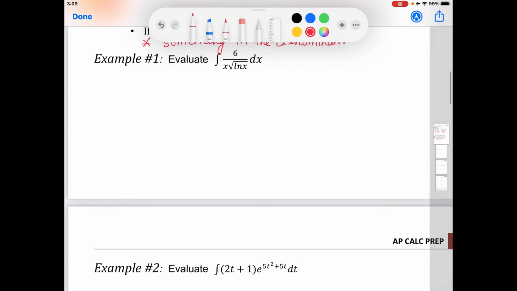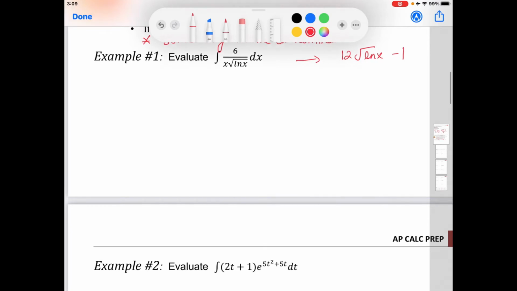Example 1 is actually your warm-up part B, and basically the final answer to this would be 12 ln of x minus 1. So what do I pick my U to be to get that answer? Before I even do this question, I'm going to simplify it. I can rewrite it as 6 over x, ln of x to the -half dx, right? So I can choose my U to be the inside of my parentheses. So let U be ln of x. So du would be 1 over x dx.